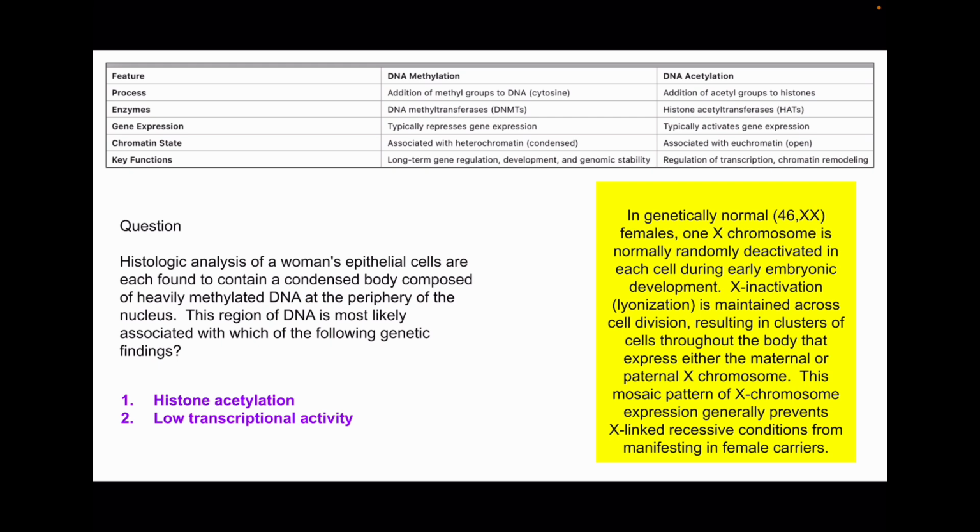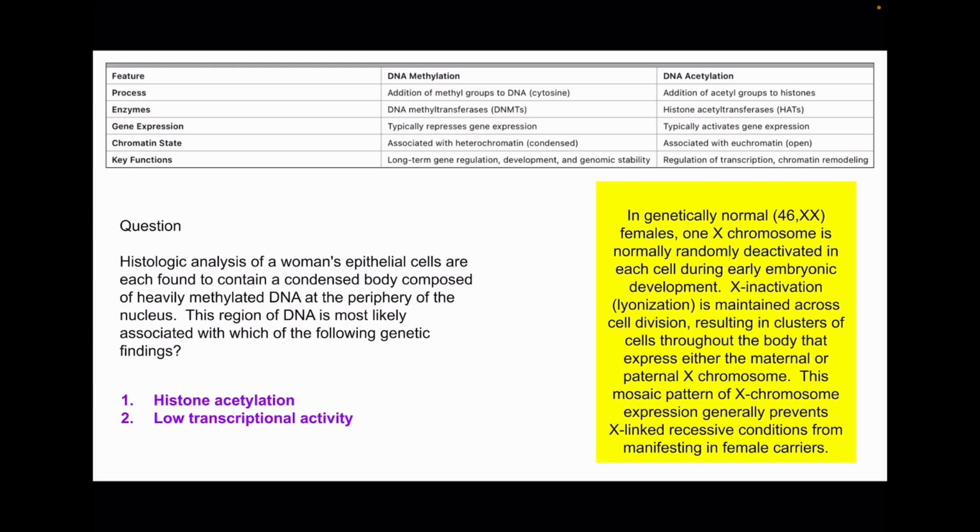The enzymes are DNA methyltransferases, and in DNA acetylation, the enzyme is histone acetyltransferases. Methylation typically represses gene expression, and acetylation typically activates gene expression. The chromatin state, of course: DNA methylation is associated with heterochromatin. It's condensed, while euchromatin is associated with DNA acetylation. The key functions: long-term gene regulation, development, and genomic stability. And obviously, DNA acetylation would revolve around transcription and chromatin remodeling.